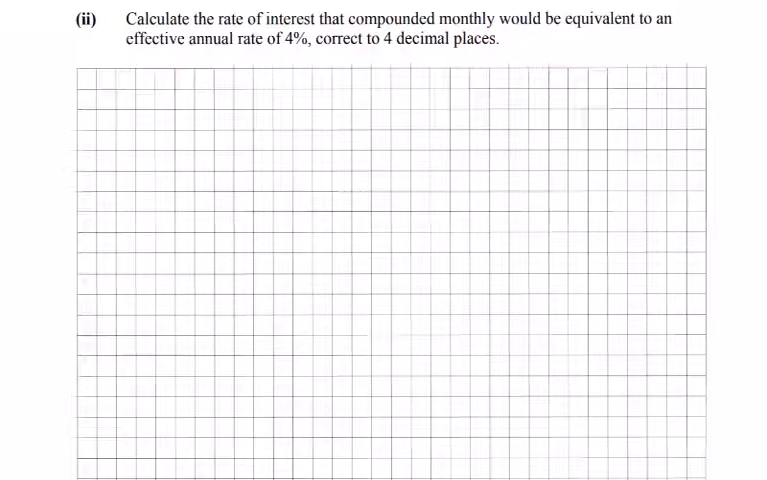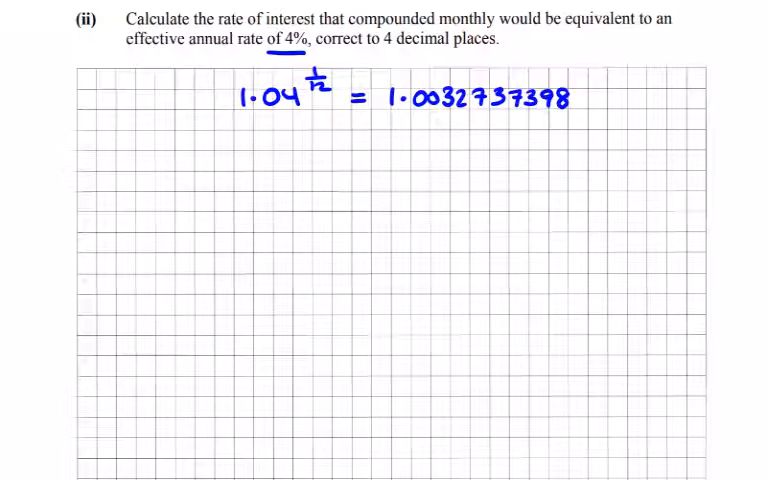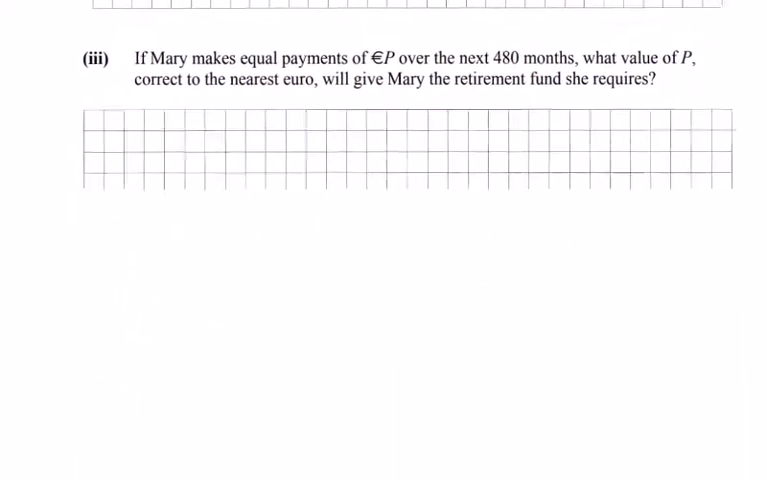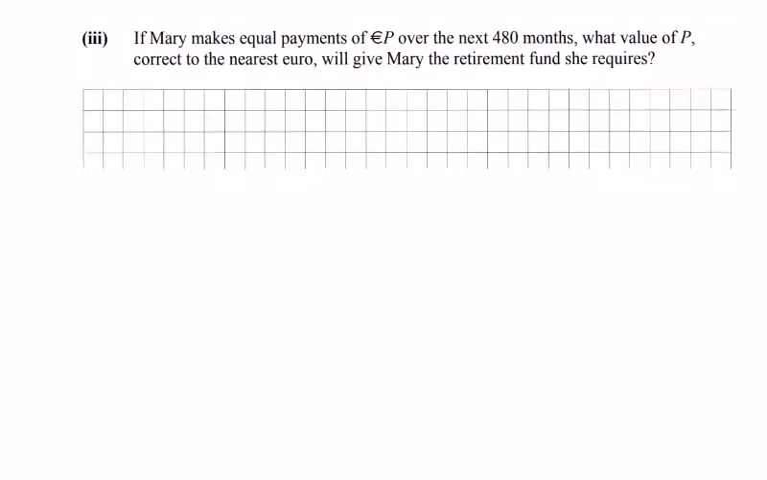Fifth part of this question: calculate the rate of interest compounded monthly that will be equivalent to an annual rate of 4%. So the way I teach you guys, 1.04 to the power of 1 over 12 equals 1.00327. I would take as many decimals as it gives in these questions just to be more accurate. So now in the next part of this question, if Mary makes equal payments of P over the next 480 months, what value of P, correct to the nearest euro, will give Mary the retirement fund she needs?